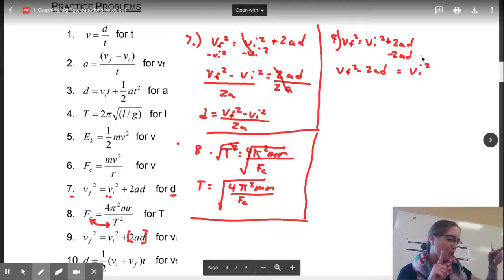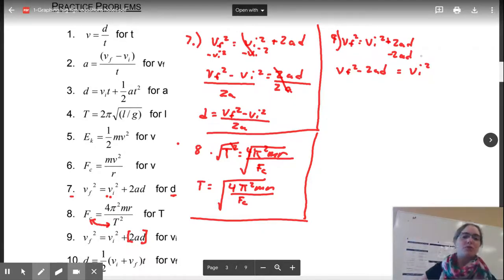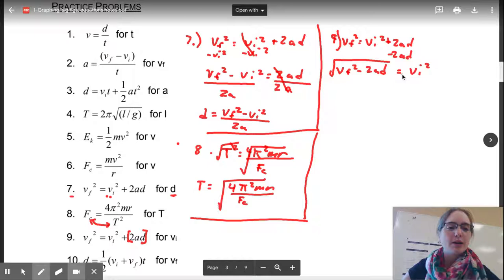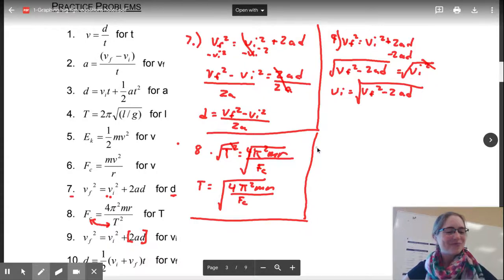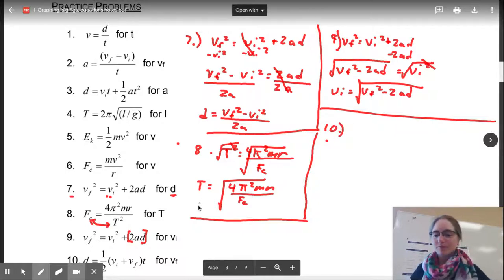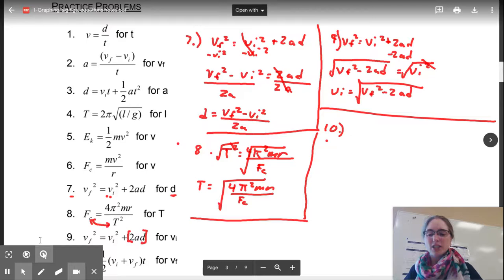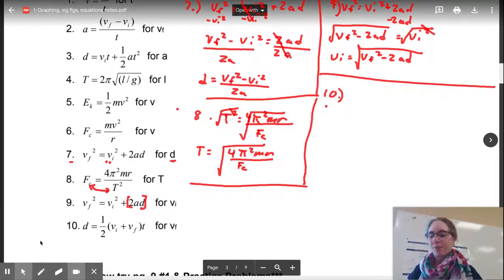Square root both sides, ladies and gentlemen. That will cancel out the squared. And so VI is going to equal the square root of VF squared minus 2AD. Square root the lot. Cool beans? And the last one we're going to go over is number 10. In number 10, we are going to be solving for VF. Now, this one, ladies and gentlemen, is really tricky, okay?